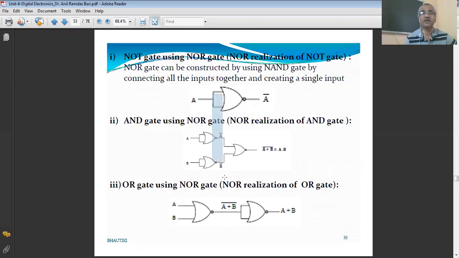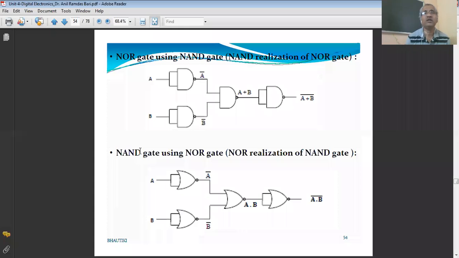आणि हे सगळे जे गेट्स आपण तयार केले, all these gates we constructed from the basic logic gates. No, sorry, from the NOT gate and NAND gate and NOR gate. म्हणजे आपल्याला we can design all the logic gates, the basic logic gates, using the NOR gate and NAND gate. आणि म्हणून NOR gate or NAND gate are called as the universal building block. Remember, this is the most important thing.